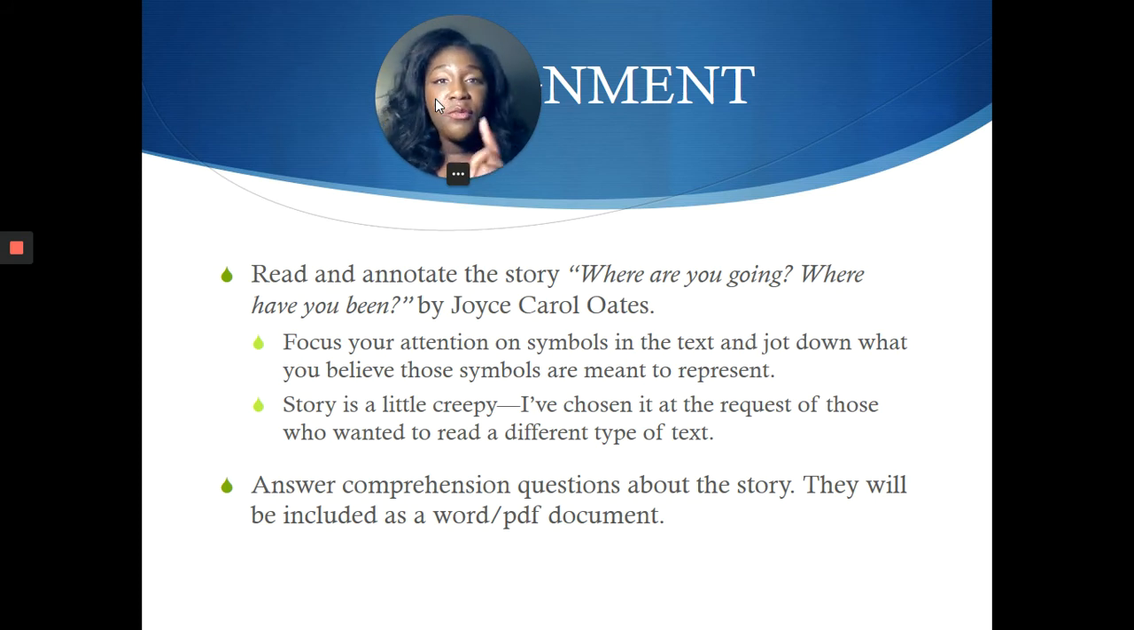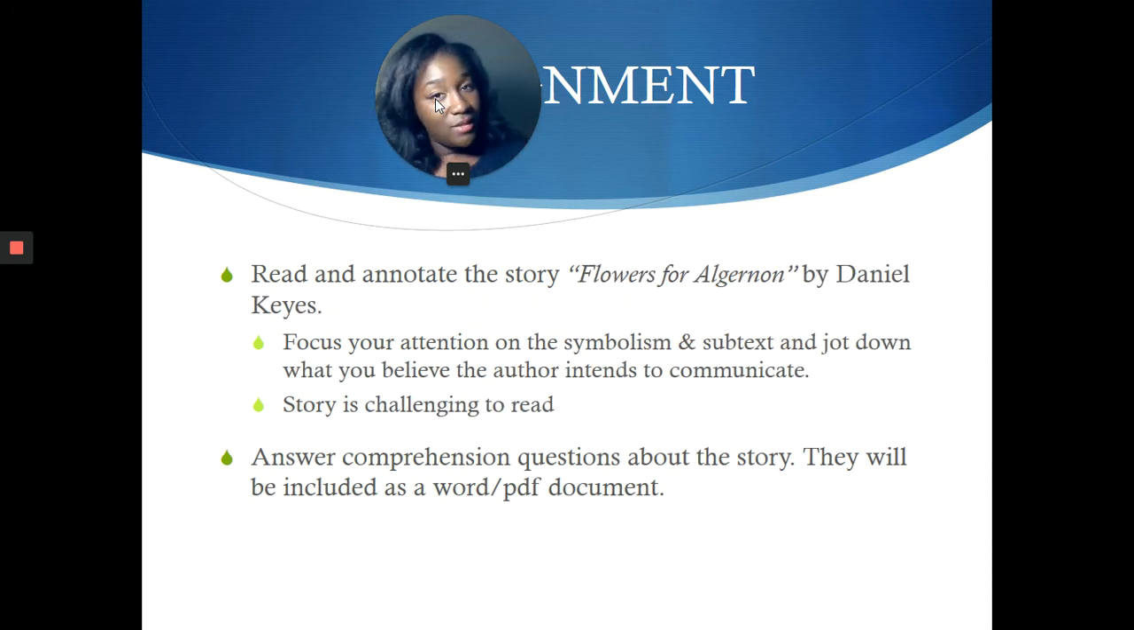Now, if you are an 11th grade student and a 12th grade student, I'm sorry, that doesn't make sense. If you are an 11th grade student or a 12th grade student, this part is for you. So we are going to be reading and annotating the story Flowers for Algernon by Daniel Keyes. Okay, this story is completely heartbreaking. It is very challenging to read, not understand, but to physically read.